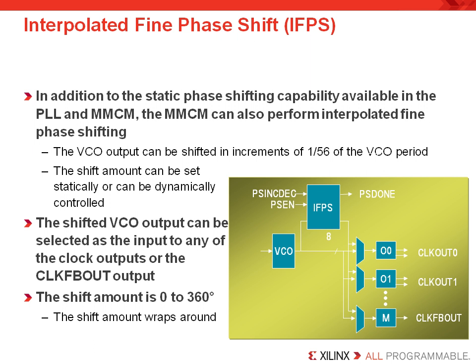Now the VCO generates 8 phase-shifted outputs, each shifted by 45 degrees. The interpolated fine phase shift, that's the IFPS module, generates a 9th output from the VCO, which can be shifted by any amount in increments of 1/56th of the VCO period. Now any of the 8 output dividers, including the M divider for the clock feedback out, can select any of the 8 static phase shifted VCO outputs or the fine phase shifted VCO output.